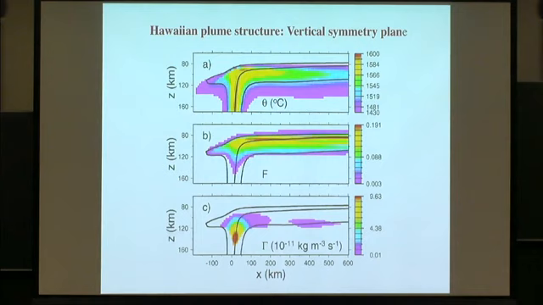So in the lubrication model, is the thickness of the lubricating layer also non-monotone? No, it's monotonic. So no, the lubrication model cannot predict this.